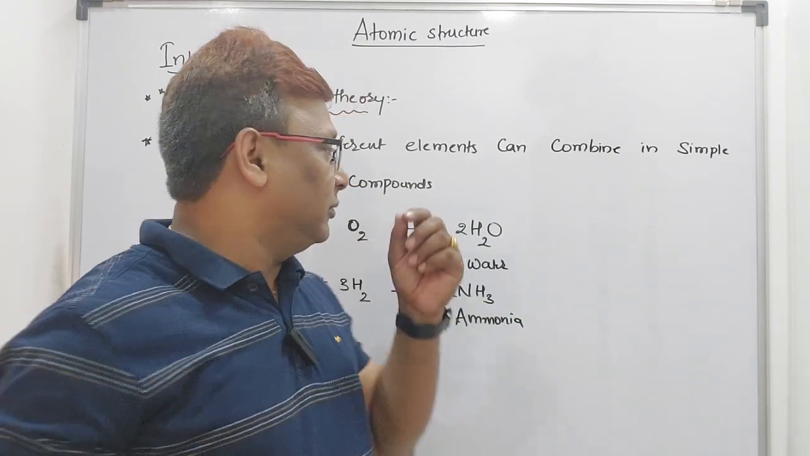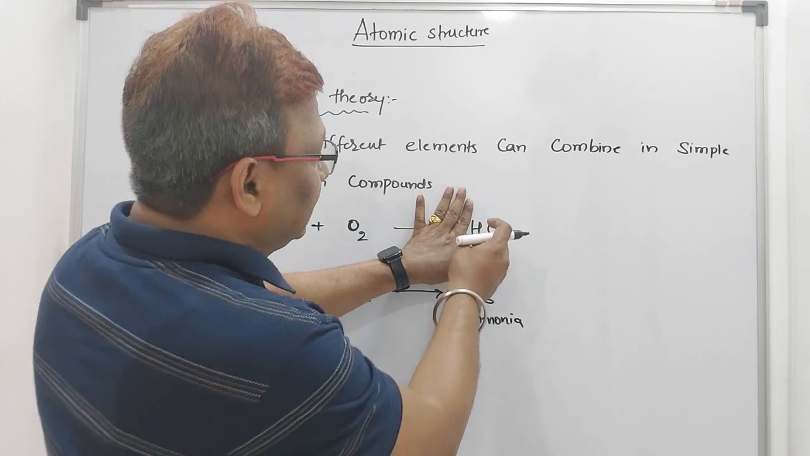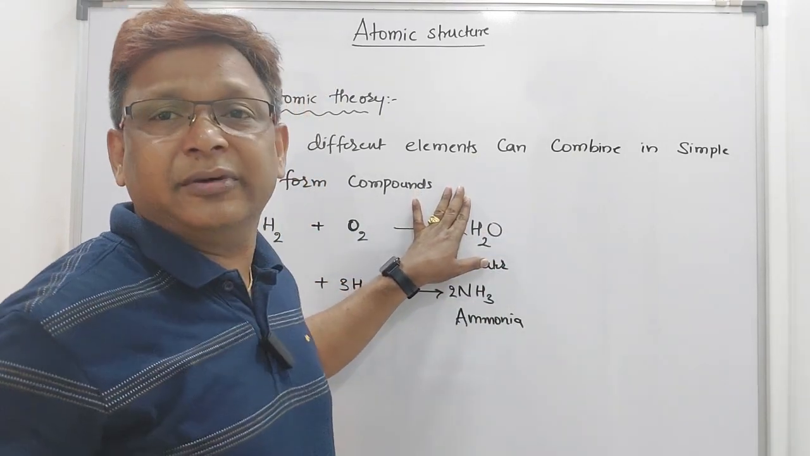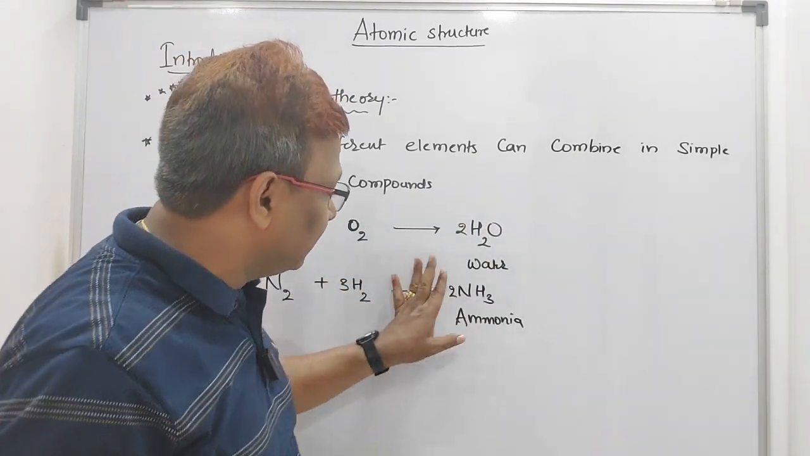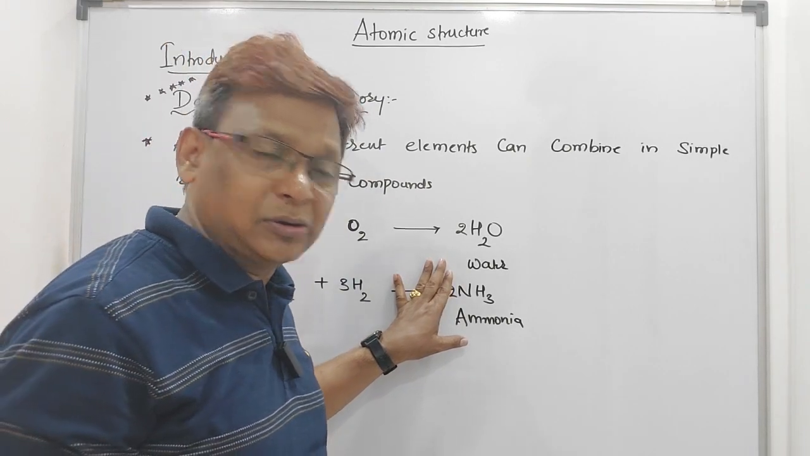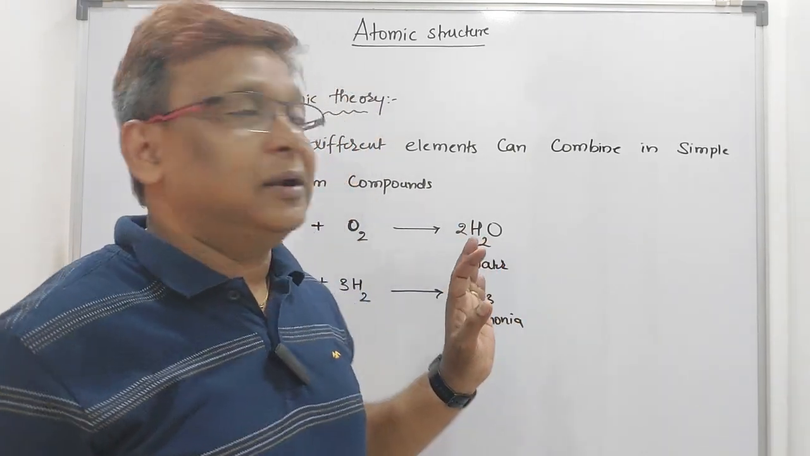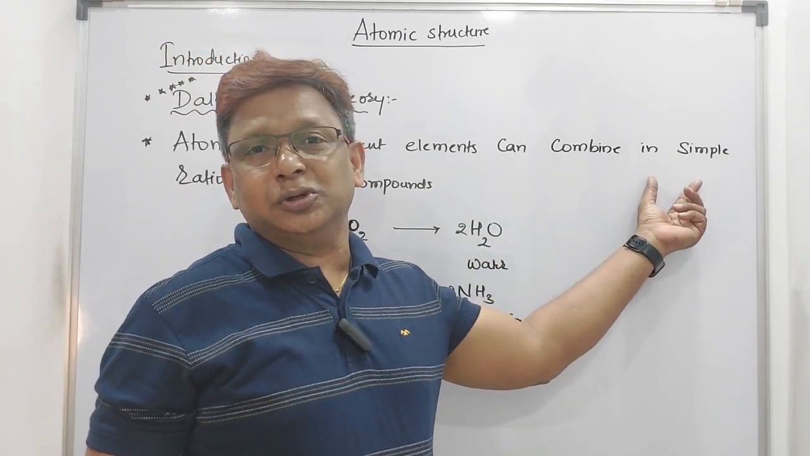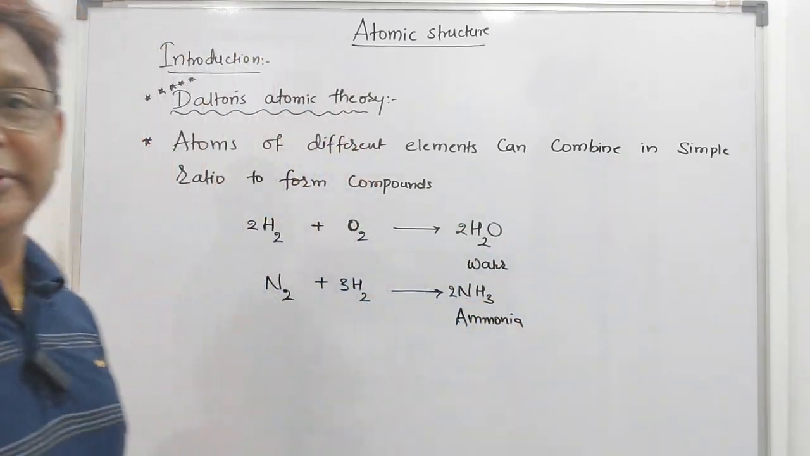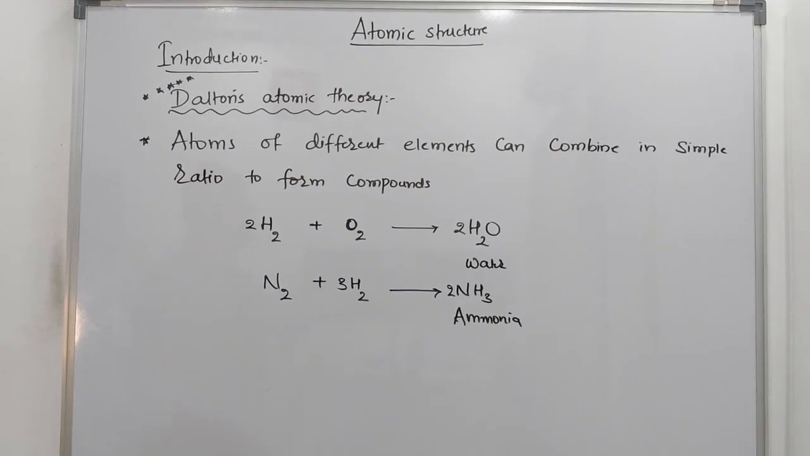Whole number means you can see, in water, 2 atoms of hydrogen combine with 1 atom of oxygen. In ammonia, 1 atom of nitrogen combines with 3 atoms of hydrogen. So atoms of different elements combine in a simple ratio and they form the compound. Write down this one also.